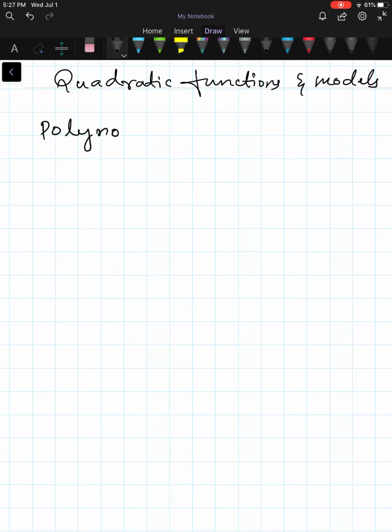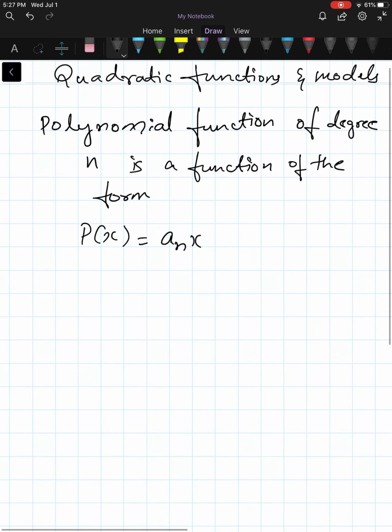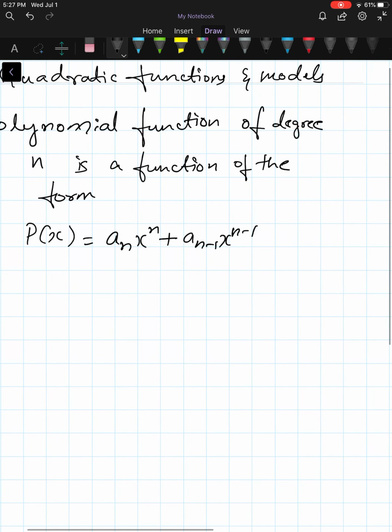So a polynomial function of degree n is a function of the form, it is represented as p of x, equal to an x power n plus an minus 1 x power n minus 1 plus and so on plus a1x plus a0.